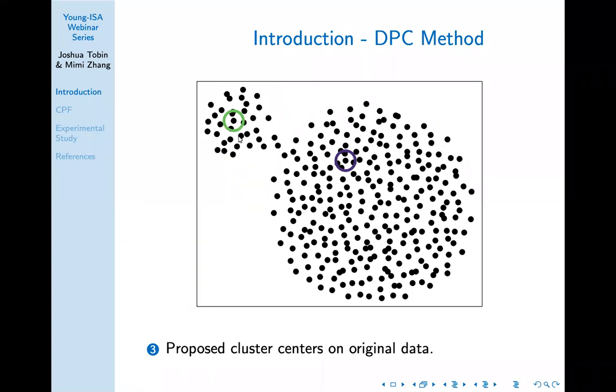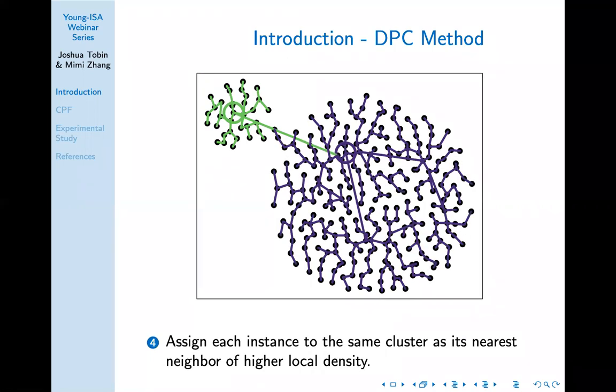With the cluster centers selected, we need to consider how we can assign instances to clusters. This is a really key idea in the DPC method, and it's something we're going to use later on for our approach. What we do is assign each non-center point to the same cluster as its nearest neighbor of higher local density. This is a distinction from other partitional clustering algorithms like k-means, where you assign points to clusters based on the distance to the center.